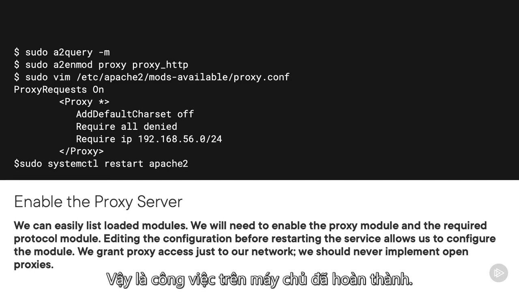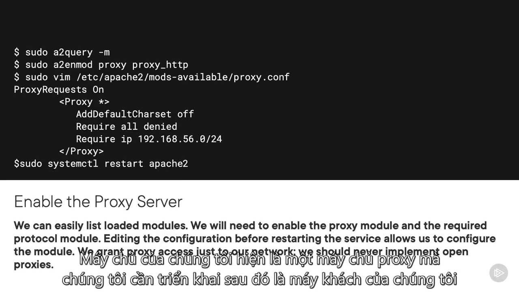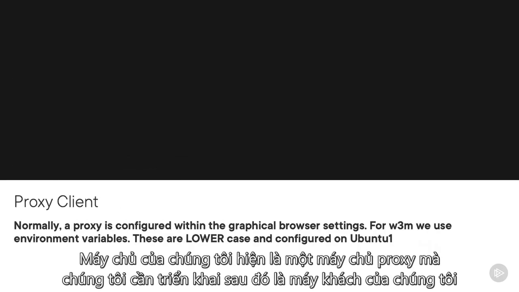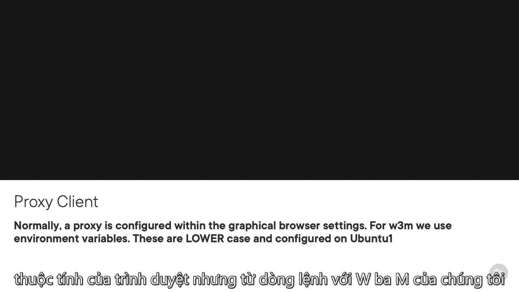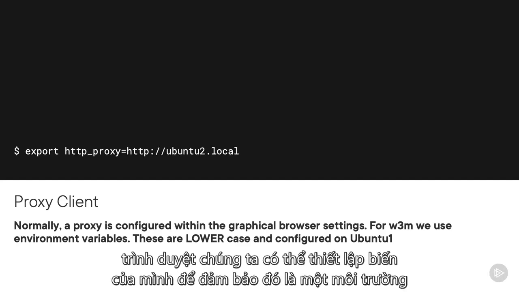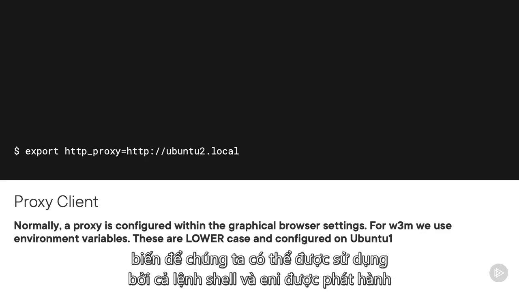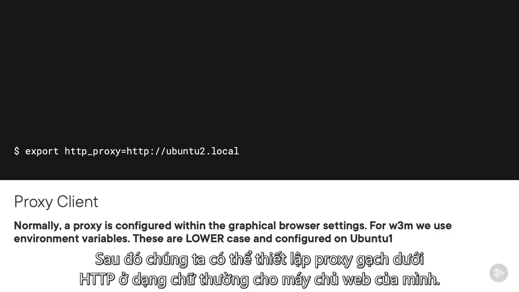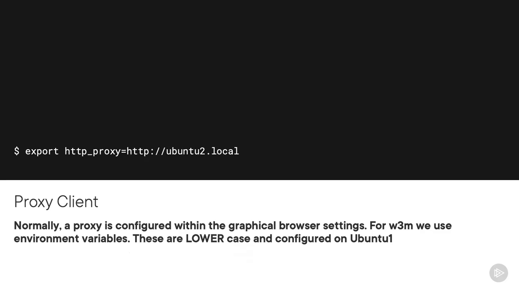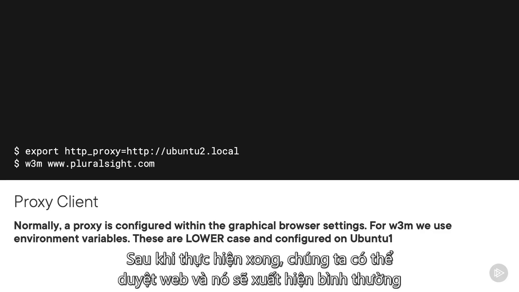So that's the work on the server done. Our server is now a proxy server. We need to implement then our client. Often where we're using graphical browsers, we would configure the property of the browser. But from the command line with our w3m browser, we can set our variable. So making sure it's an environment variable so it can be used by both the shell and any commands issued from the shell, we can set then http_proxy in lowercase to our web server. Once we've done that, we can browse the web and it will appear just as normal.